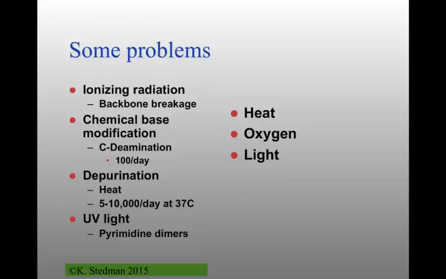So lots of chemical-based modification. So that's what's on the inside now of the DNA. Particularly frequent is deamination of cytosines. We'll look at that in just a second in terms of the chemical changes there. Hundreds per day per cell are happening. That's way more than you want to have. So you need to repair a lot of these things. Depurination is really probably the most common chemical change that happens to DNA. It's where the ribose and the base get separated from each other.